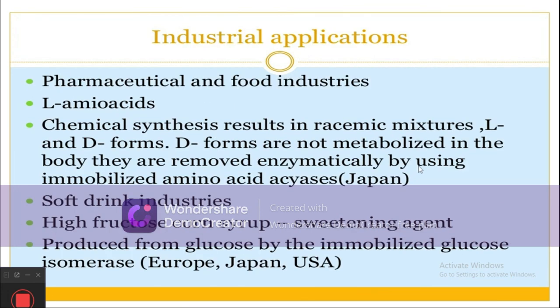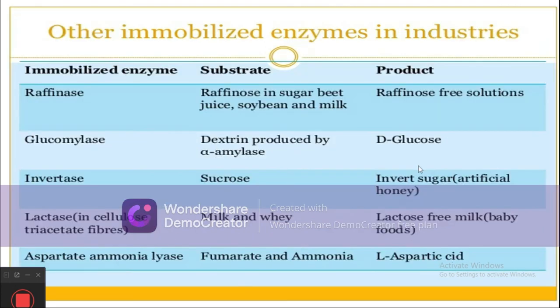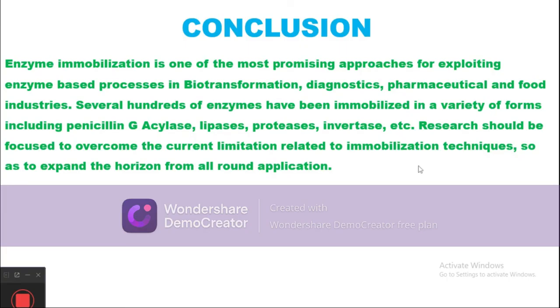So this is the industrial application. We can use them in pharmacy, in the food industry, in production of different types of amino acids, or in isomerization of different biomolecules into sweetening agents and many more. So in conclusion, this is just some of the importance of enzyme immobilization.